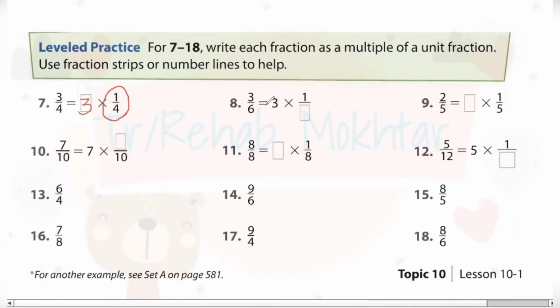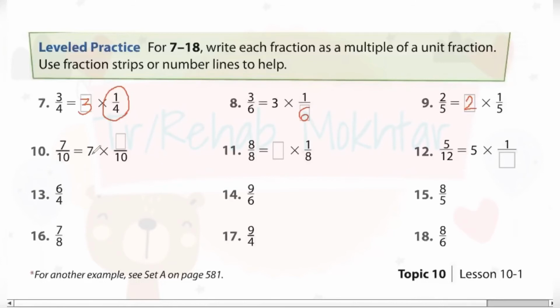3 out of 6 equals 3 times what? We said that I can write the fraction as a multiple of unit fraction. The unit fraction here will be 1 out of the same denominator, which is 6. 3 times 1 out of 6. Number 9, 2 out of 5 equals, here we have a unit fraction, so I will put 2. 2 is the numerator, 2 times 1 out of 5.